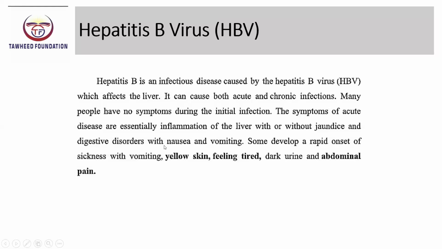Many people have no symptoms during the initial stage, whereas the symptoms of acute disease are essentially inflammation of the liver with or without jaundice and digestive disorders with nausea and vomiting. Some develop a rapid onset of sickness with vomiting, yellow skin, feeling tired, dark urine, and abdominal pain. These are the underlying issues of hepatitis B virus.